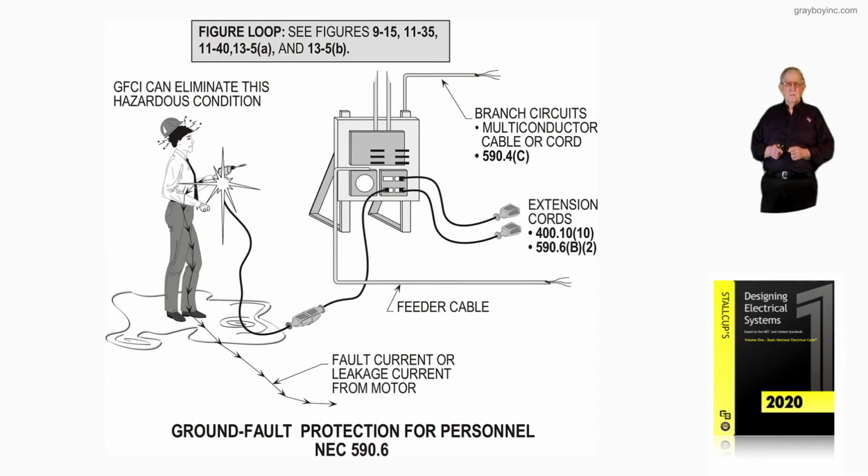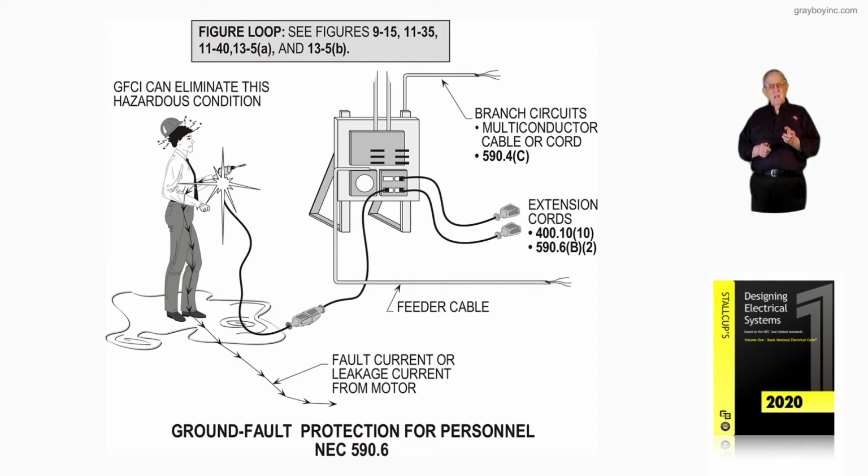Now, this illustration deals with ground fault protection for personnel. In accordance with NEC 590.6, when electricians are working on construction sites, or even maybe pulling maintenance, repair, remodeling, that kind of thing. Now, notice the person in the illustration, that drill motor's metal and it's leaking to the enclosure with enough current that could hurt that individual or even maybe kill that individual through electrocution.